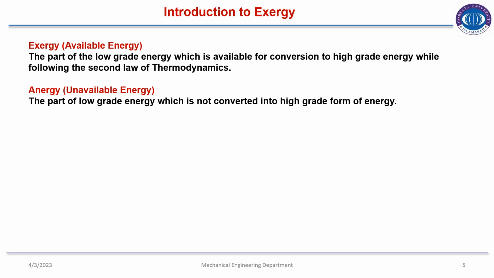Now anergy, that is unavailable energy, the part of low grade energy which is not converted into high grade form of energy. So in the previous slide I gave you the example of a heat engine, that a certain amount of heat is absorbed by the heat engine from the high temperature thermal energy reservoir and some work will be produced, and that work will be termed as exergy, and the rest of the energy that is rejected into the atmosphere or ambient is termed as anergy or unavailable energy.